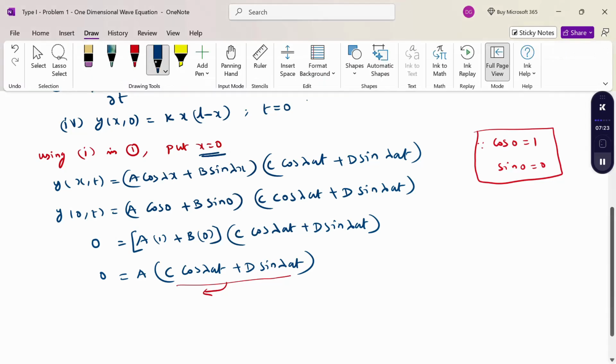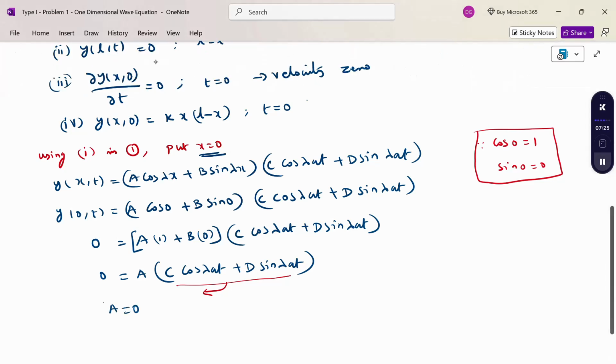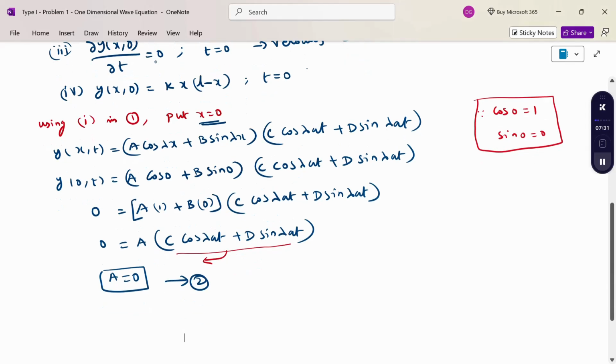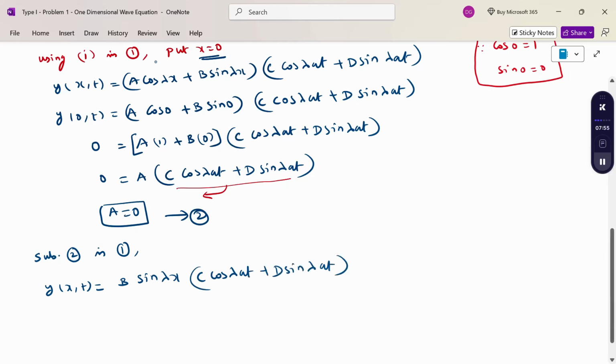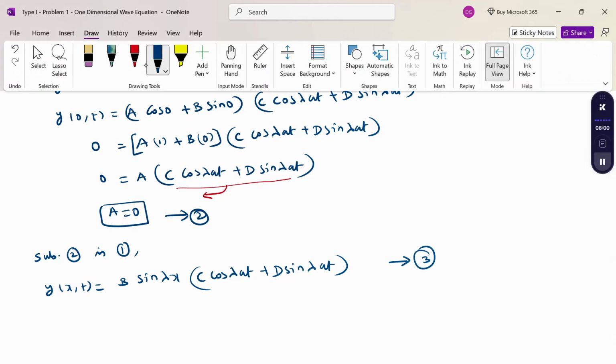Now the term a 0. Now you consider this as equation number 2. Now substitute equation 2 in the previous equation 1. So what is the previous equation? Y of x comma t equal to a term 0, therefore b sin lambda x, c cos lambda at, d sin lambda at. So this is our equation number 3.